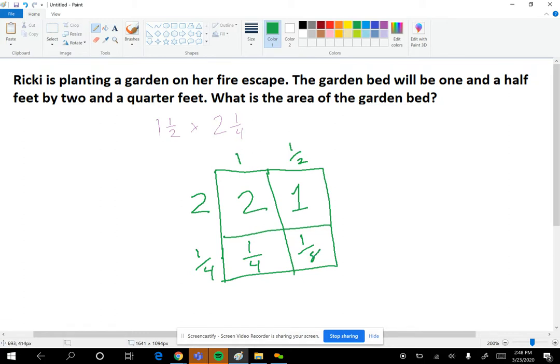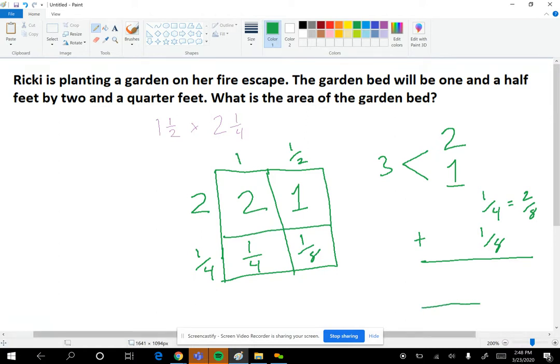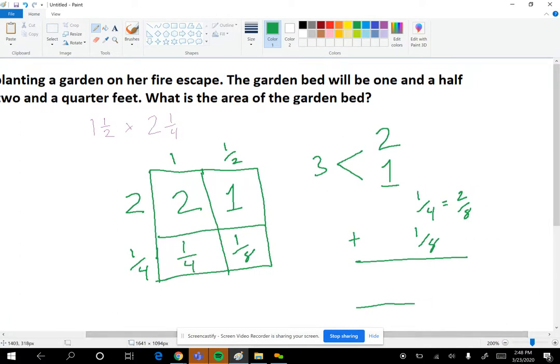Now what we have to do with all of these is to add them together so that we have 2 and 1 and 1/4 and 1/8 to add. Now 2 and 1 are easy to add together. We know that they are 3. But 1/4 and 1/8 we need to find a common denominator for. You may recall that 1/4 is equal to 2/8. So 1/8 plus 2/8 together is 3/8.